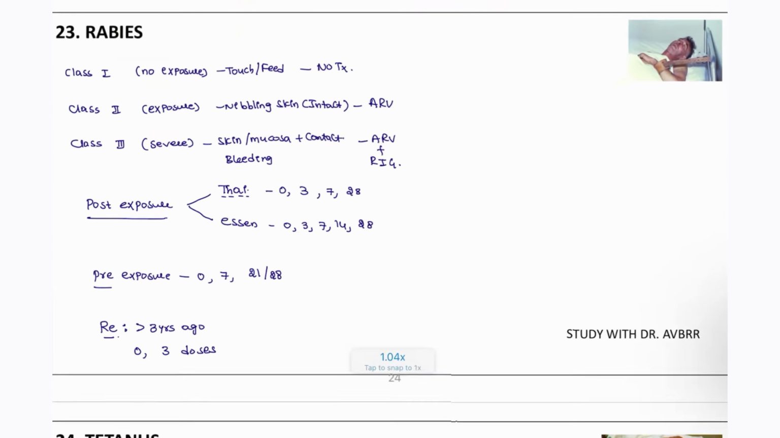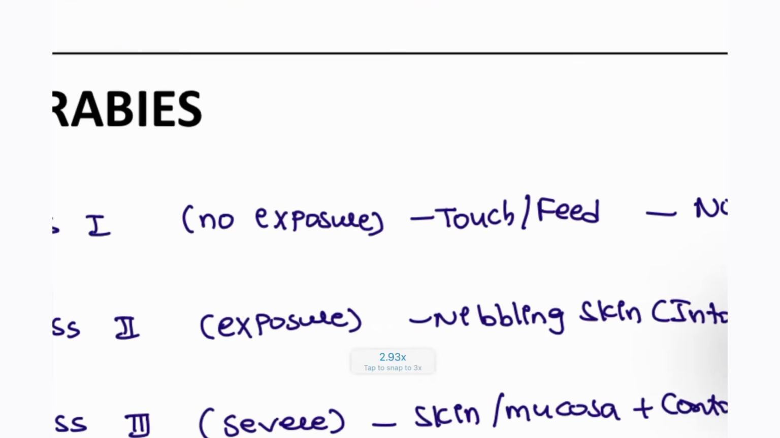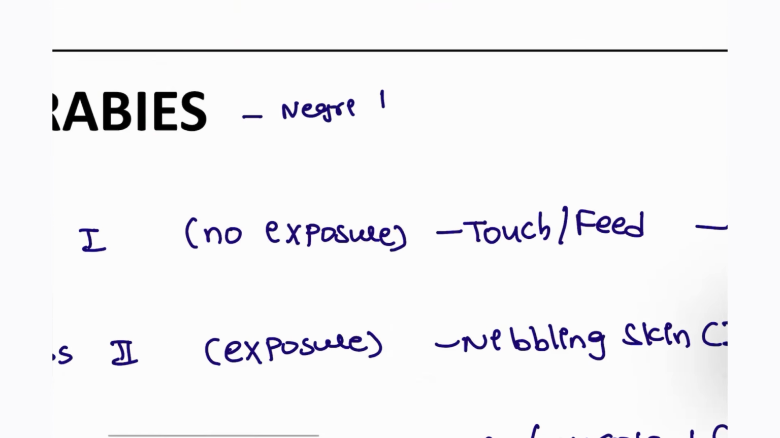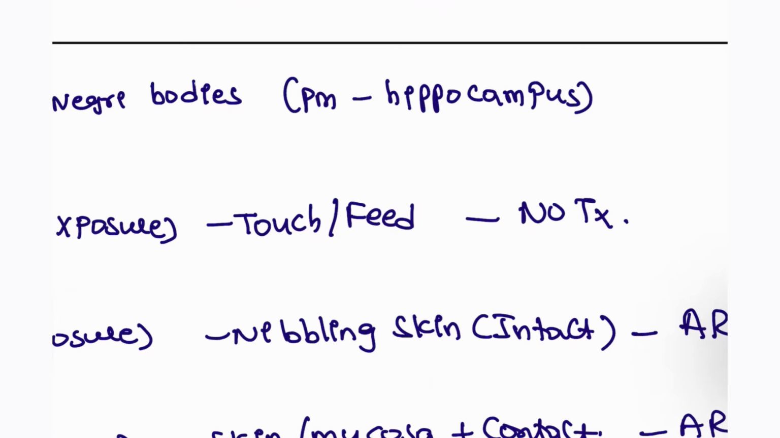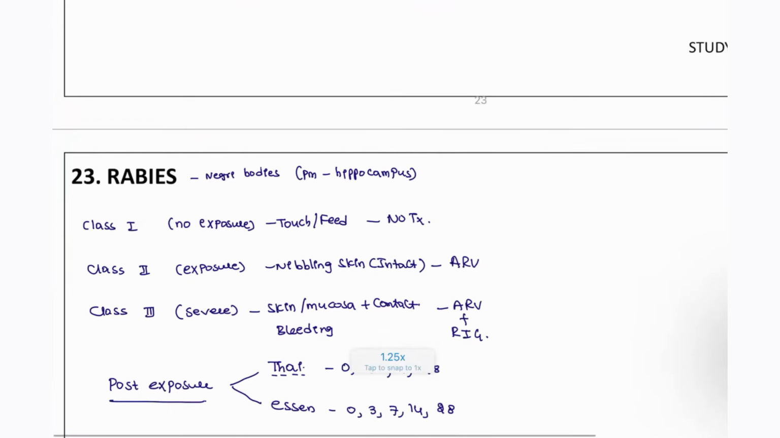So rabies is going to have the Negri bodies. Okay, Negri bodies you are going to see. And the post-mortem finding you are going to see from the hippocampus. From the hippocampus, you are going to see this one. Negri bodies are the inclusion bodies that you are going to see.